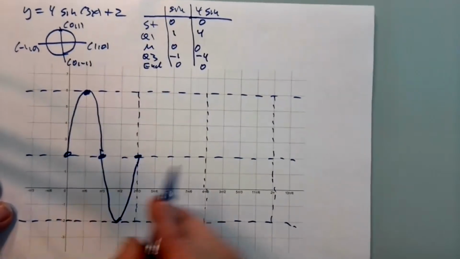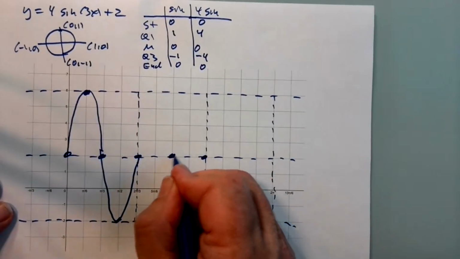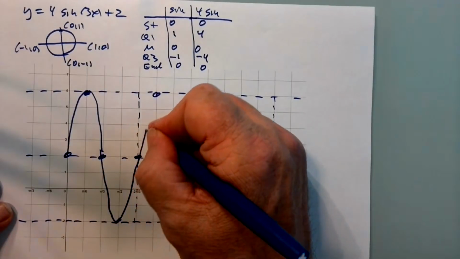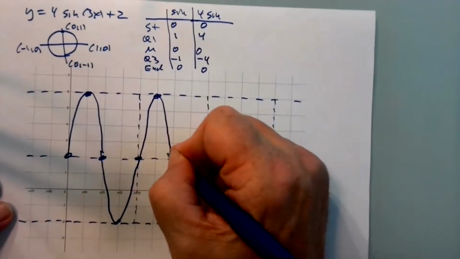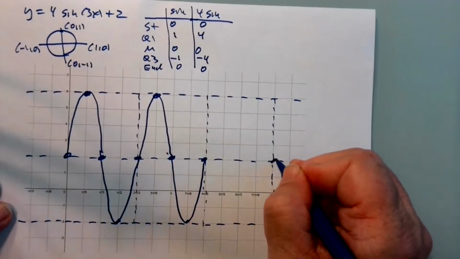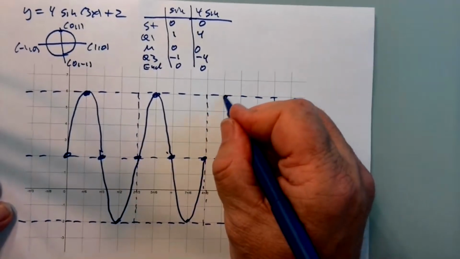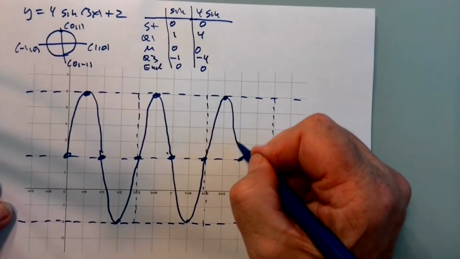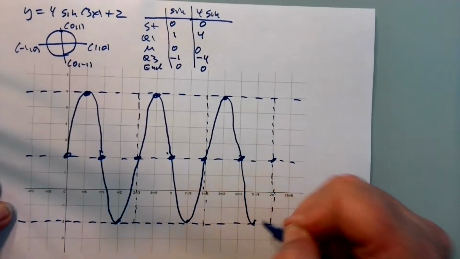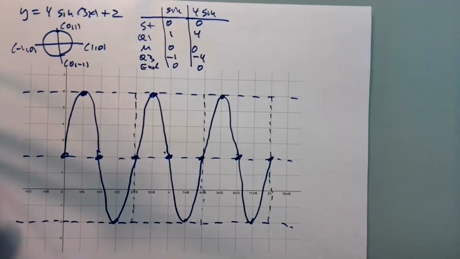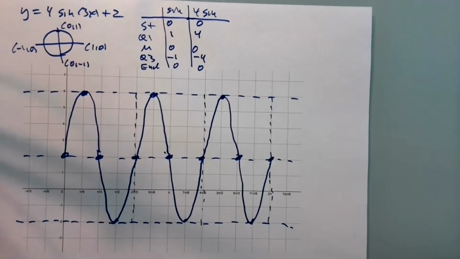Let's continue. Begins at 0, ends at 0. Midpoint is at 0. Quarter point up at 4. Quarter point down to negative 4. And we have one more. Begins at 0, ends at 0. Middle is 0. Quarter point up at 4. Down at negative 4 off the midline. So there's our graph for y equals 4 sine 3x plus 2.